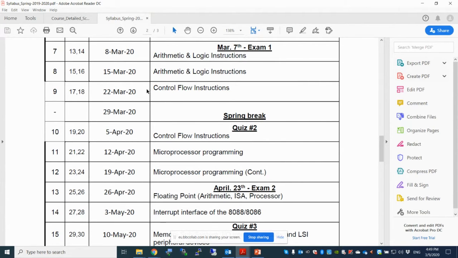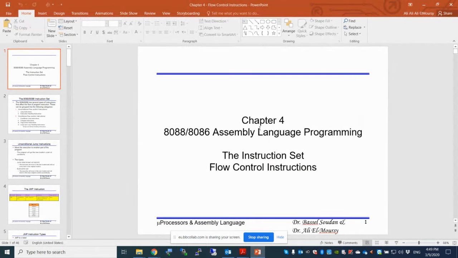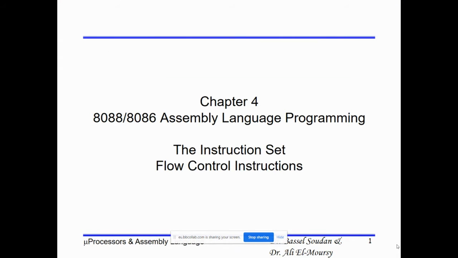Okay, the start of the control flow instructions chapter, the second part of chapter number 4. So chapter number 4, as we indicated, is 2 parts, and this is the second part. The second part of chapter number 4 is actually related to the control flow instructions. And we mean by control flow instructions, the instructions that can change the flow of the program execution.